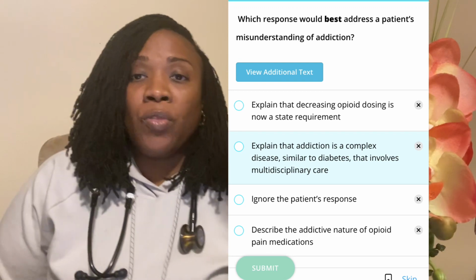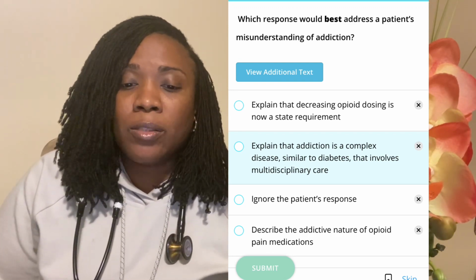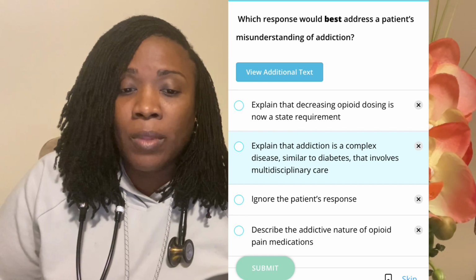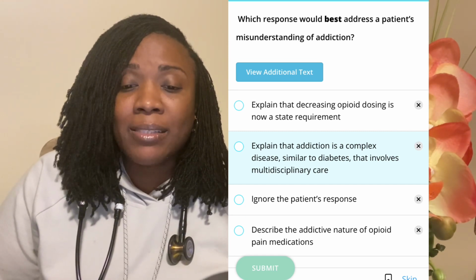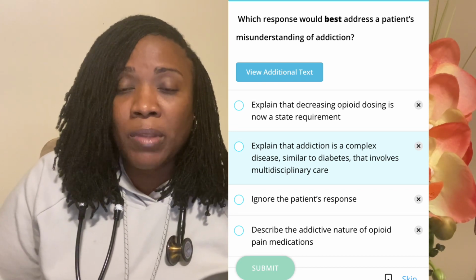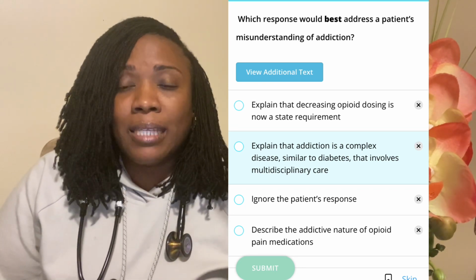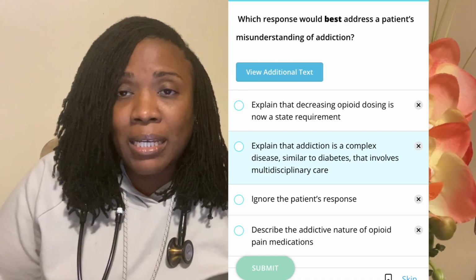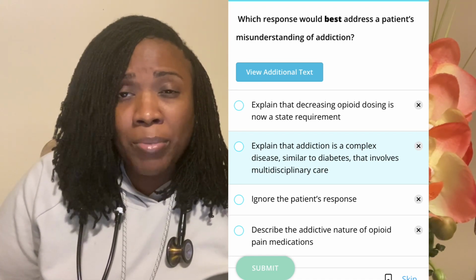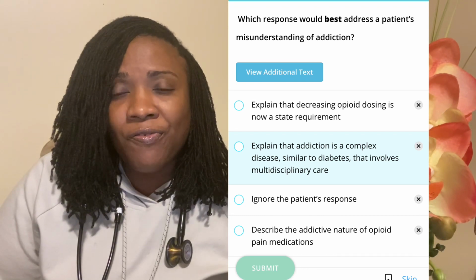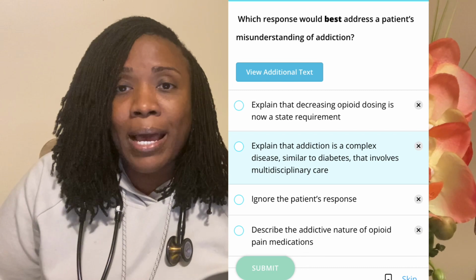Okay, so the next question is, which response would best address a patient's misunderstanding of addiction? Which response would best address a patient's misunderstanding of addiction? So best is the word that you're looking for in the question, because that means these answers are probably not incorrect.